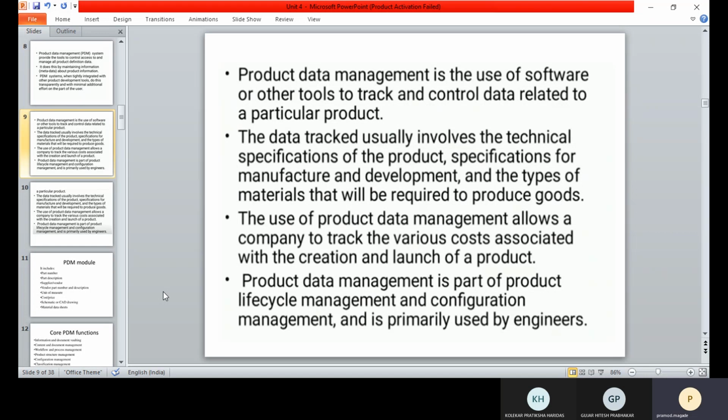Second point that I have mentioned: the data track usually involves the technical specification of the product, the specification for manufacturing and development, and the types of material that will be required to produce goods. This we call a bill of material.